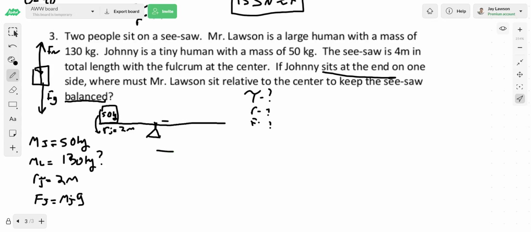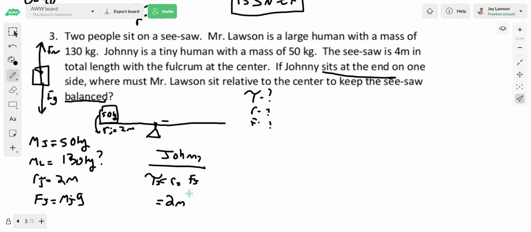Okay, I want to break this up into two sections. I'm going to put Johnny's work right here. The torque of Johnny, and we're going to assume it to be applied perpendicularly, is R of Johnny times the force that Johnny is applying. Well, we know R, right? R is 2 meters because he's sitting at the end of it.